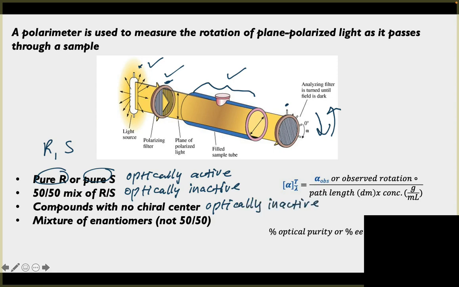And then on the other hand, if you have a mixture of two enantiomers that are not in a 50-50 ratio, it will lead to a partial cancellation of optical activity. And by using a polarimeter, we can experimentally determine the optical purity of a sample like this, and then also use these equations.